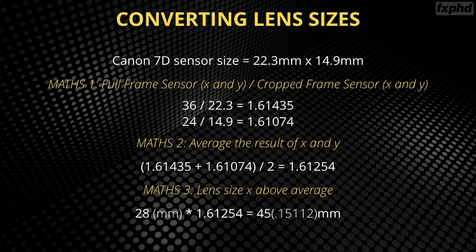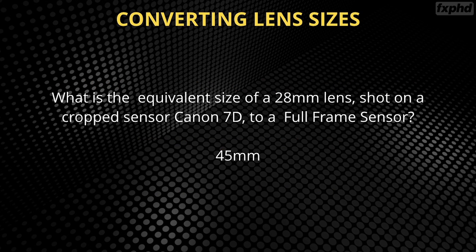Then the lens size you basically multiply by the average value we just got. So our 28 millimeter lens we multiply by 1.61254, and that comes to 45.15. So in answer to our question, what would happen if we put a 28 millimeter lens onto a Canon 7D? The answer is that the 28 millimeter lens then becomes what would be a 45 millimeter lens.